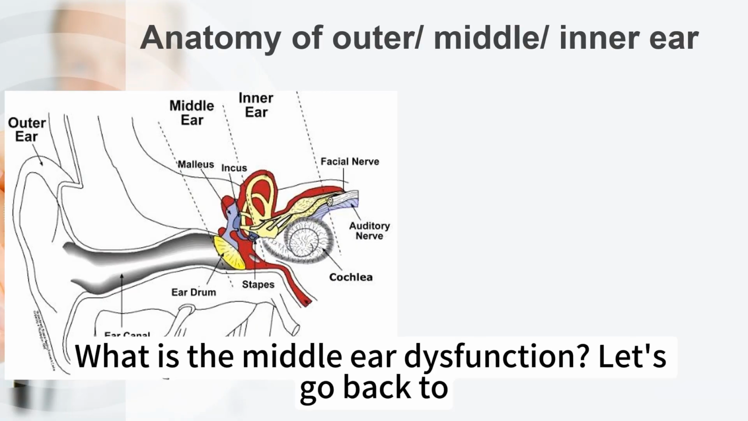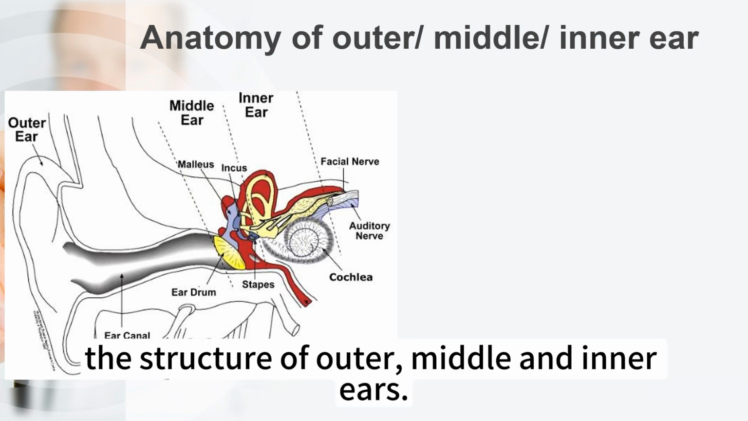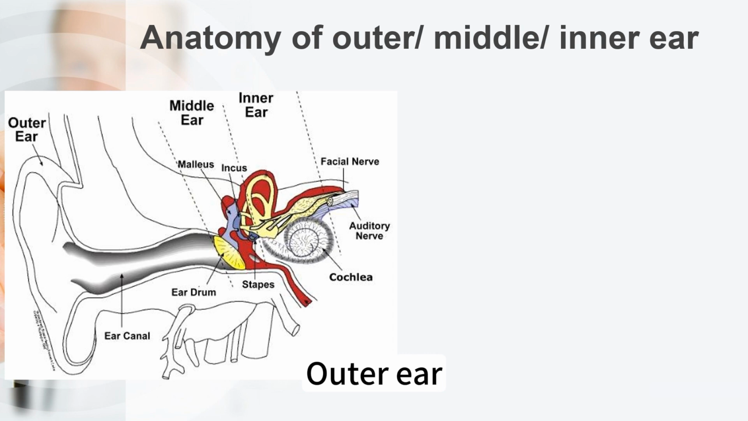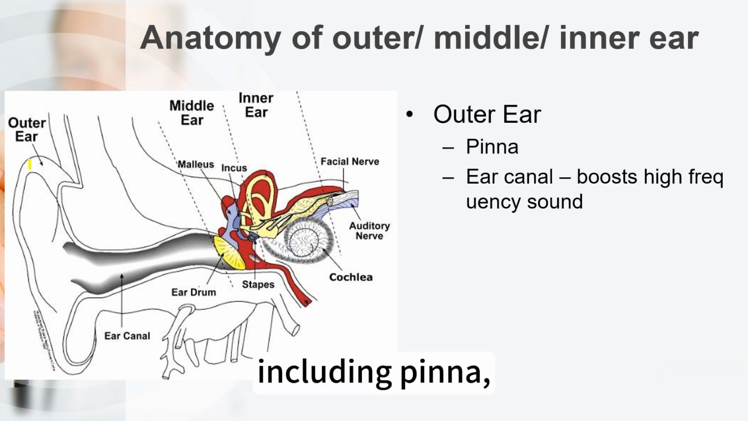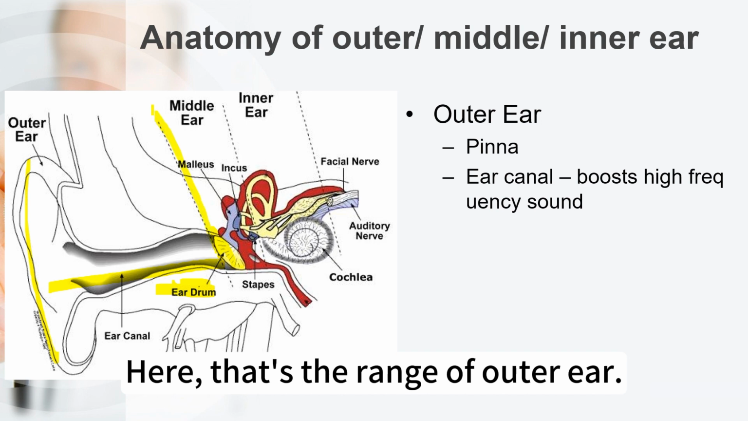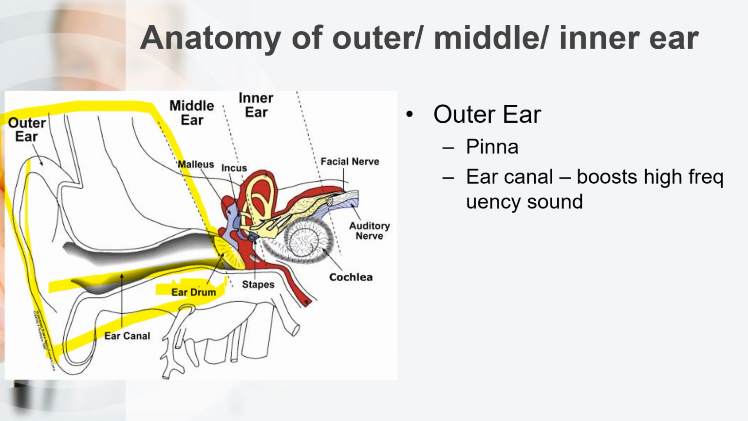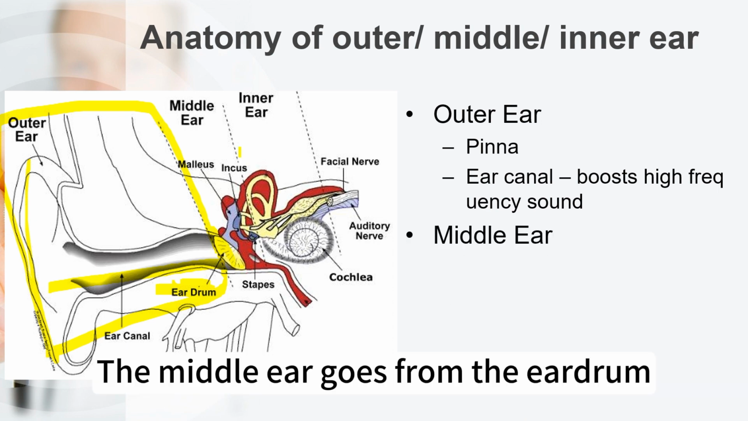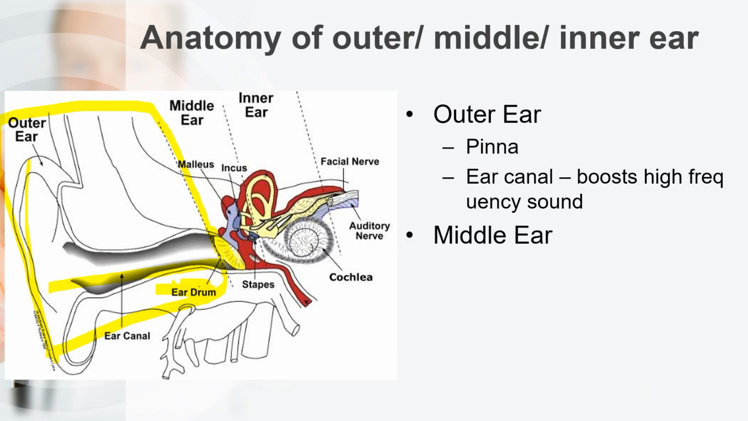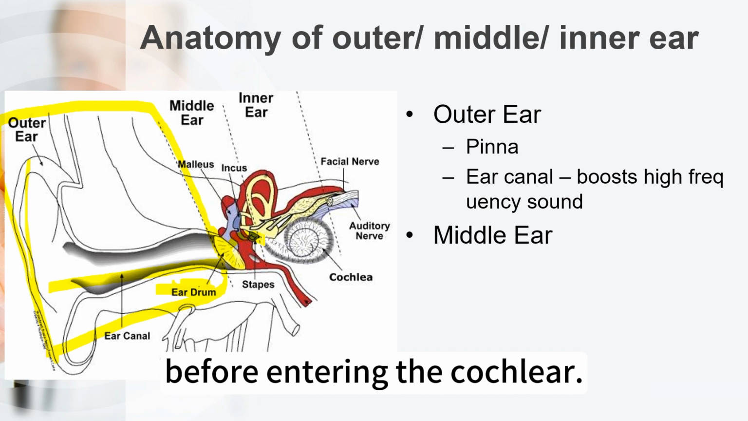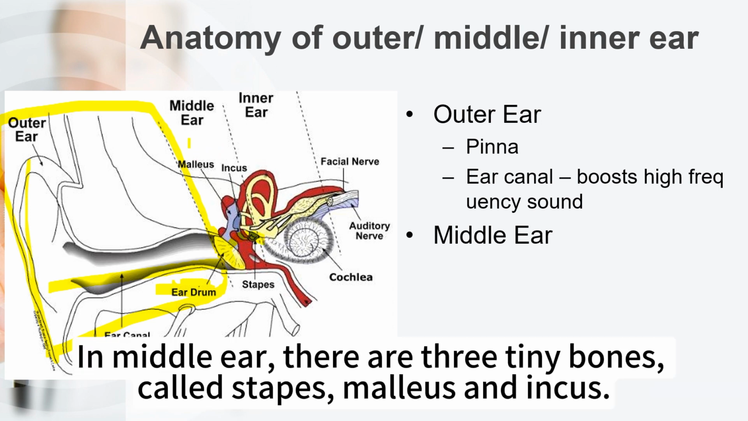So what is a middle ear dysfunction? Let's go back to the structure of the outer, middle, and inner ears. So the outer ear, including the pinna, ear canal, all the way to the eardrum here. That's the range of the outer ear. The middle ear goes from the eardrum to before entering the cochlea. In the middle ear, there are three tiny bones called the stapes, malleus, and incus.